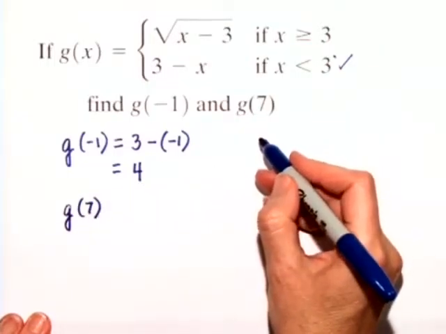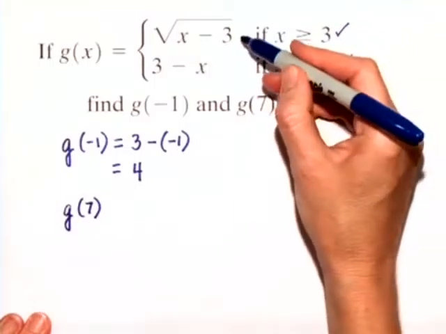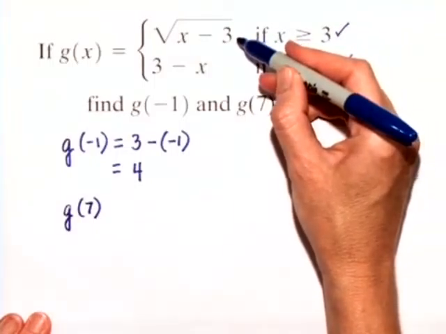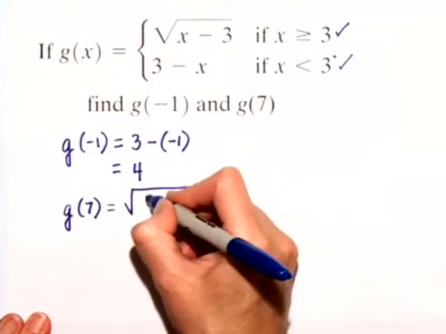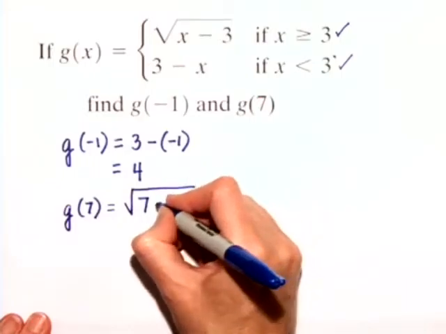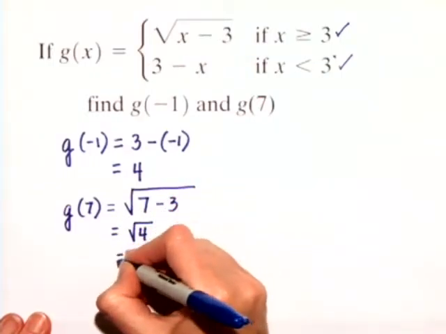Well, since 7 is a value that is greater than or equal to 3, we'll use this first function value. g of 7 is going to equal the square root of, we'll substitute 7 in for x, 7 minus 3, which is just the square root of 4, or 2.